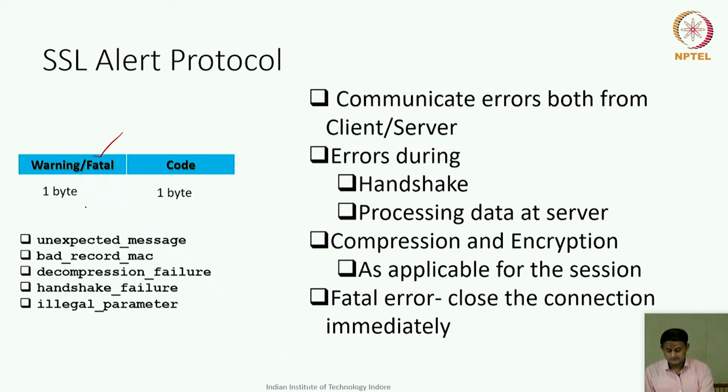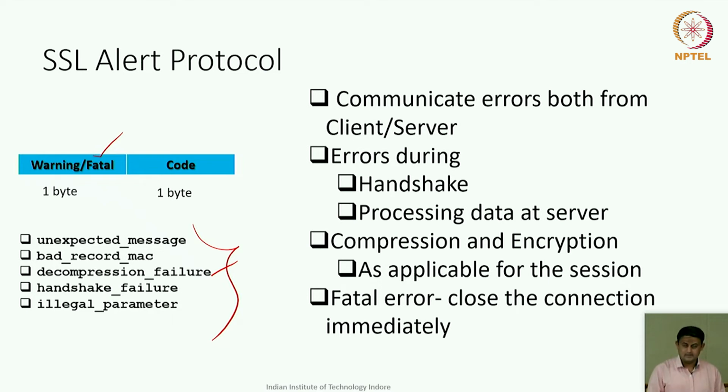So there are a bunch of error types and error codes. These are the common fatal errors that you can see. An unexpected message is one which is not supposed to be received. Bad record MAC means the MAC calculation fails at the other end, and the other party can tell that it cannot understand this MAC and asks you to send it again.